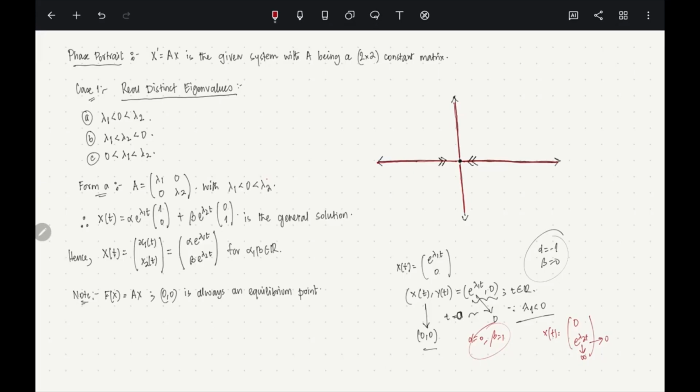You understand? So you see, in this case the trajectories are moving away from the origin. It is starting from very close to the origin as t tends to minus infinity. From minus infinity, it's going away from the origin along the y-axis, because all these points are on the y-axis. You do realize that, right? As t tends to infinity, since lambda 2 is positive, e power lambda 2 t goes to infinity. So this is going in this direction, and similarly here also this is going in this direction. You don't have to draw all these double arrows.